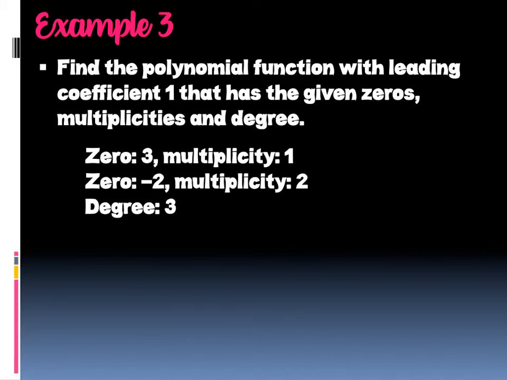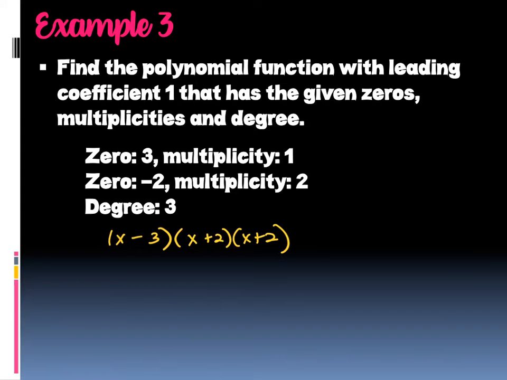So this says find the polynomial function with the leading coefficient 1 that has the given zeros, multiplicities, and degree. So it kind of pairs what we did with the graphs with what we're doing now. It says the zero is 3 and the multiplicity is 1. What's that mean? There's only one 3, right? So that's going to be an x minus 3. Then it says the zero is negative 2 and the multiplicity is 2. What's that mean? There's 2 of them. So it's going to be x plus 2 and x plus 2.